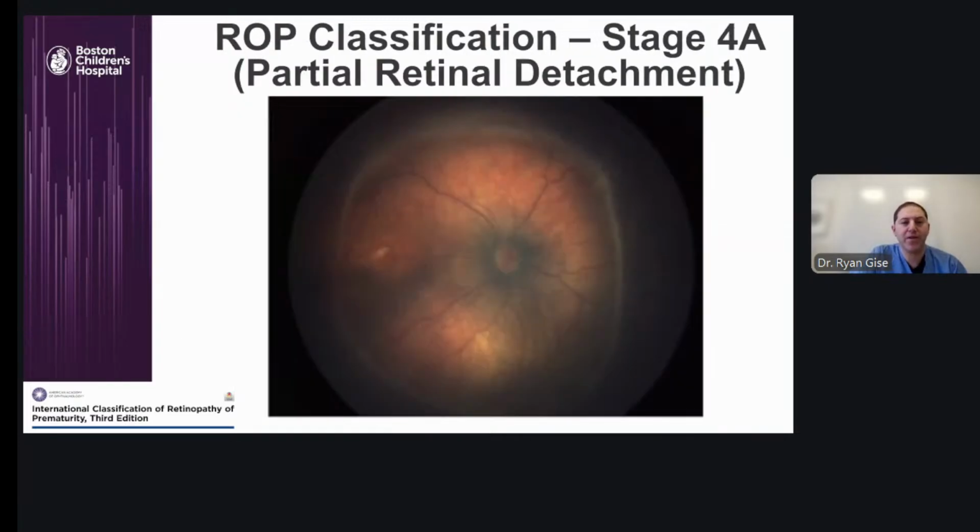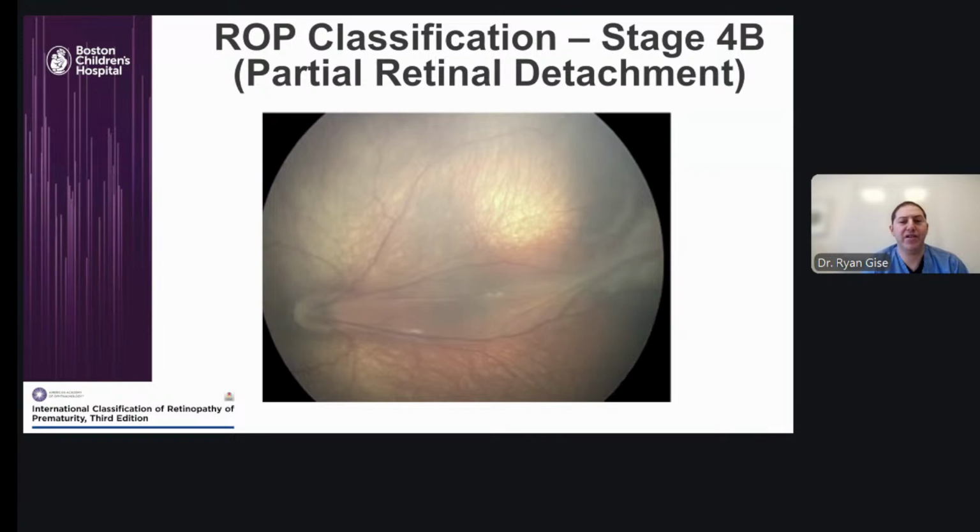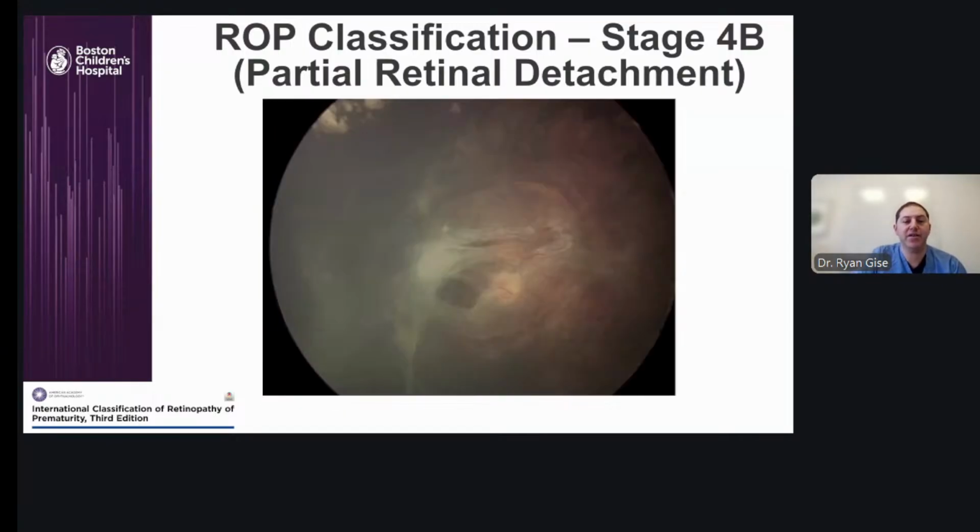And then, unfortunately, when ROP is not treated adequately or quickly enough, it can result in things like this, where this is a 4A detachment. So you can see the fibrovascular ring. It almost looks like a scleral buckle inside of the eye, and it's raised. Fortunately, the macula is not involved in this child, so the vision would hopefully be somewhat preserved. And then you can get a 4B where you have a partial retinal detachment, but the macula is involved, and vision would obviously be greatly affected.